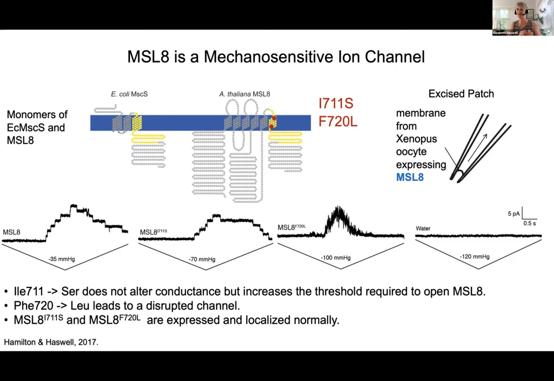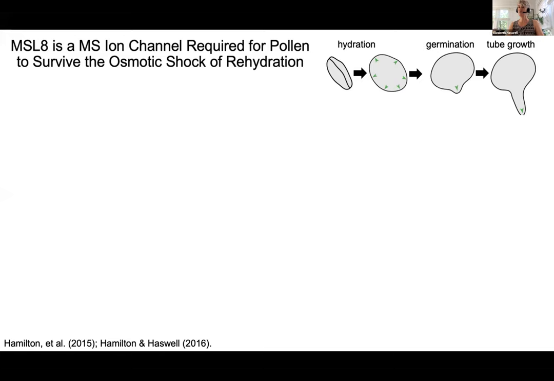Okay, so just to get into a little bit of the biology and to really focus in on this hydration step, we're interested in germination and in tube growth, but for the purposes of the modeling that we're going to present to you today, we've really been focusing on this step where the pollen grain goes from desiccated to finding the stigma cell and getting hydrated and reanimated.